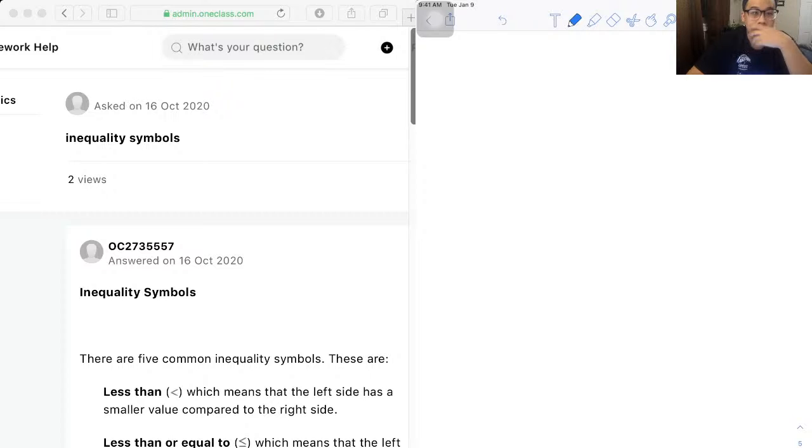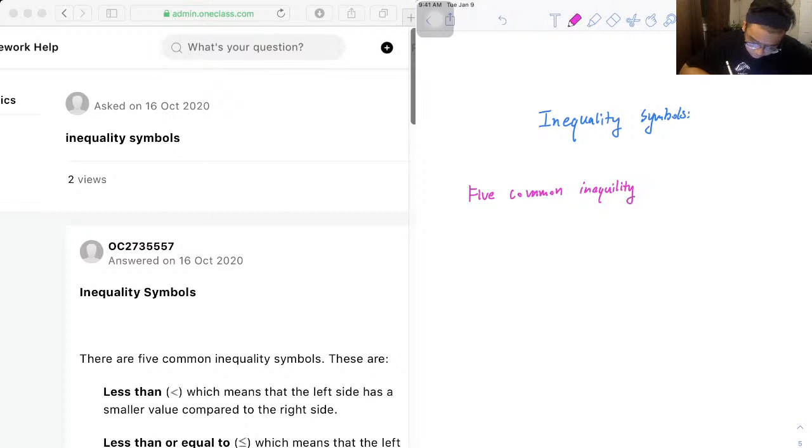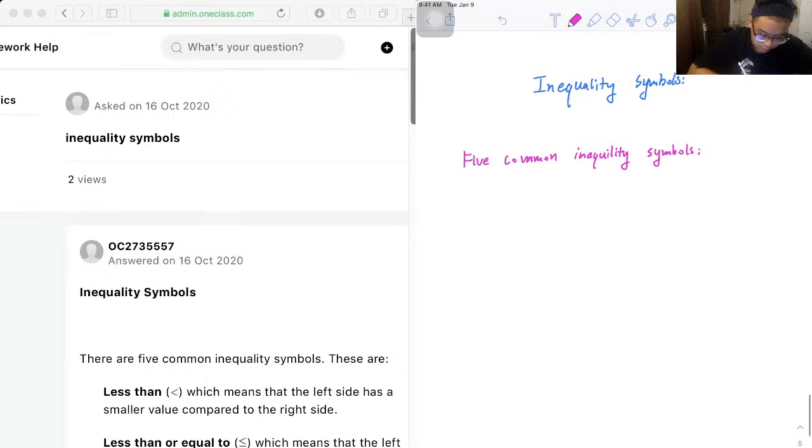Okay. So coming up, we have our inequality symbols. Inequalities. Right. And there are 5 common inequality symbols. Right. So the first one will be less than, which the symbol looks like this.